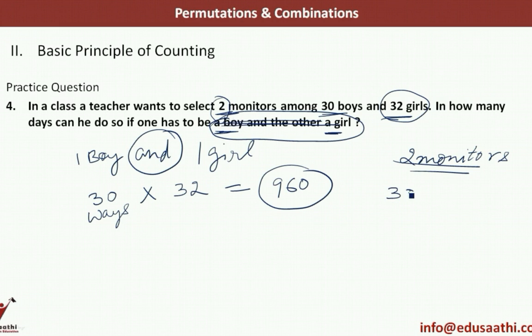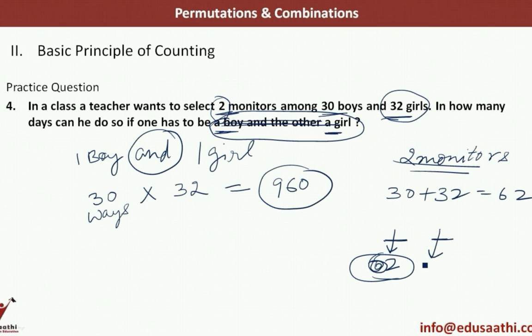I have a total number of students, 30 plus 32, which is 62. So for the first place, I can select a monitor in how many ways? 62 ways. Then for the second monitor, now one monitor has already been chosen out of these 62. Sorry for the bad 6. So how many students are left who can apply for the second position of monitor? 61. So what is the answer in this case? The answer would be 62 multiplied by 61.